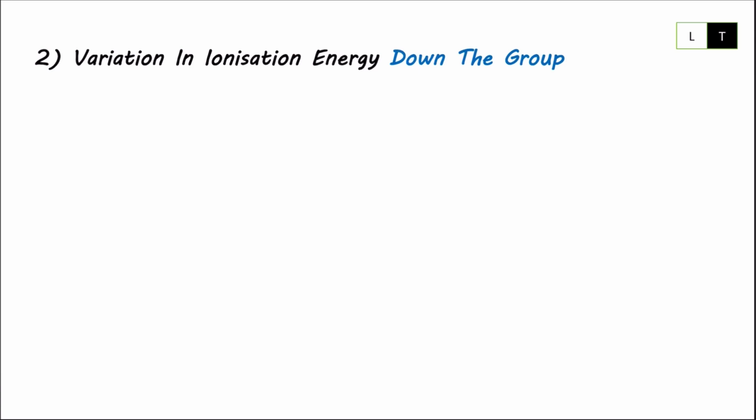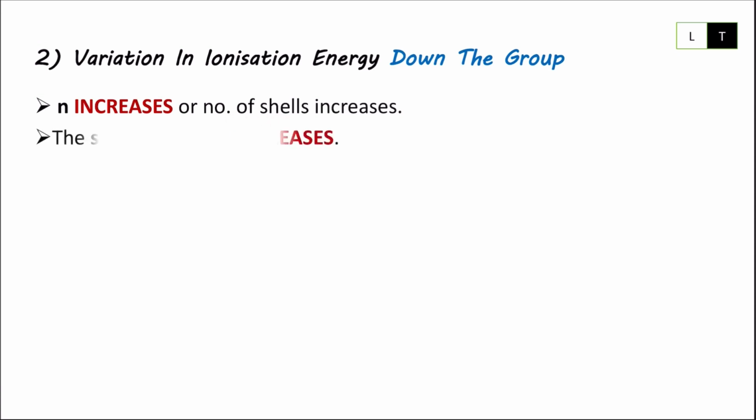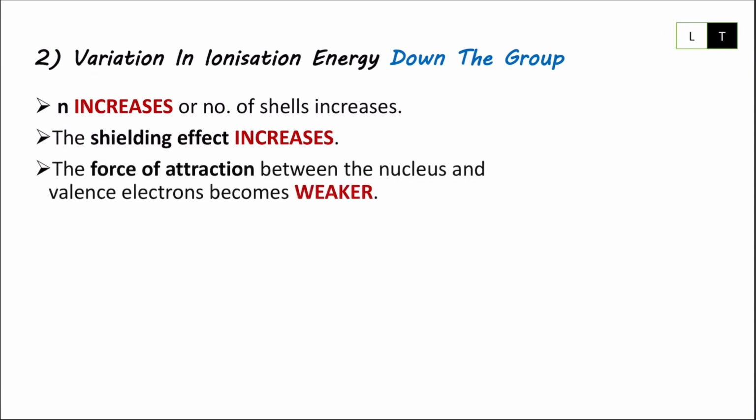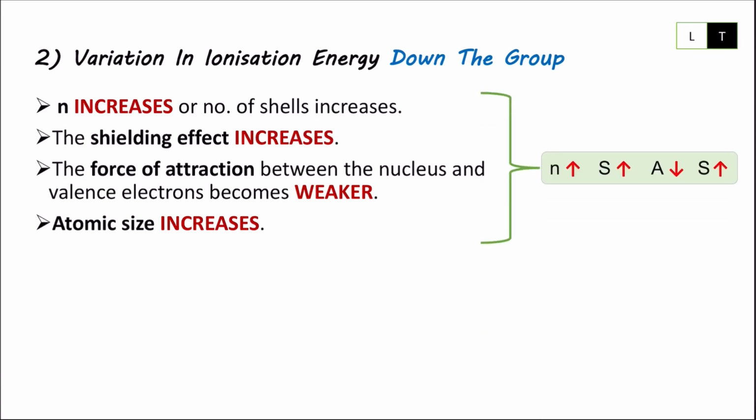How about the variation of IE down the group? When going down the group, the principal quantum number increases, or we can say the number of shells increases. Hence, the shielding effect also becomes larger. As a result, the nucleus attraction to the valence electron becomes weaker. Hence, the atomic size increases. So this is based on LAYOUT and SAS.